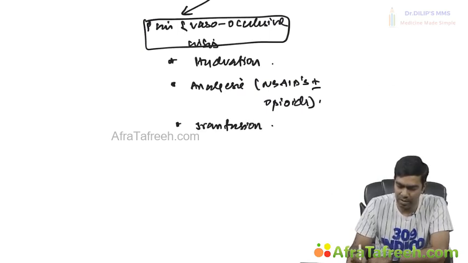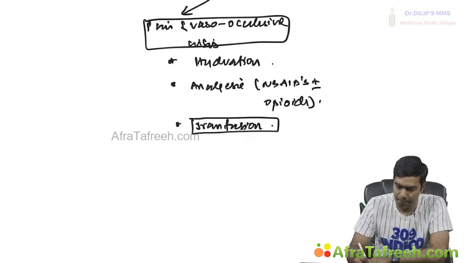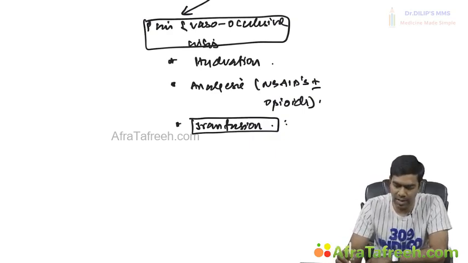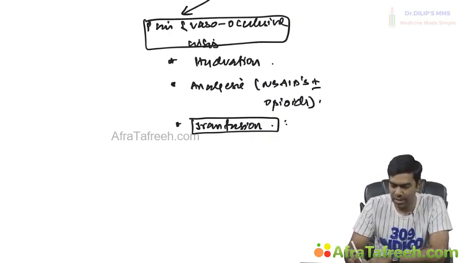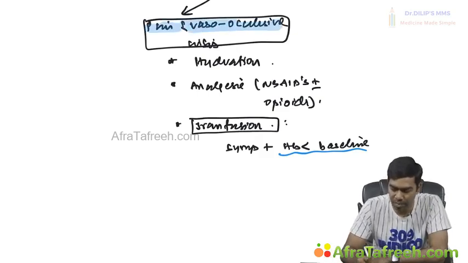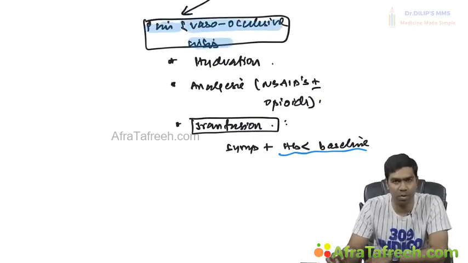Transfusions can be done. The indication for transfusion is when the patient is symptomatic plus hemoglobin less than baseline. So what do you mean by that? This is a very tricky line, hemoglobin less than baseline, which means it's not a pure pain crisis only. It's not a pure pain crisis.